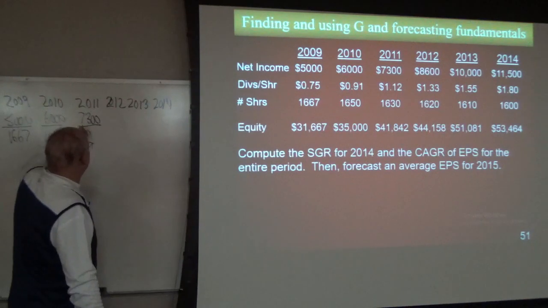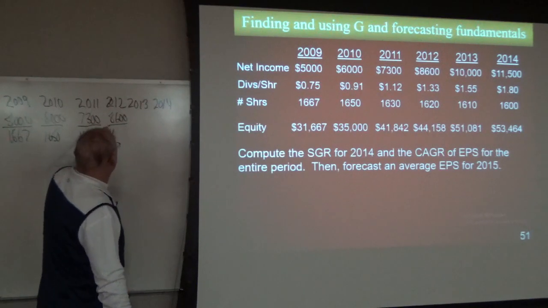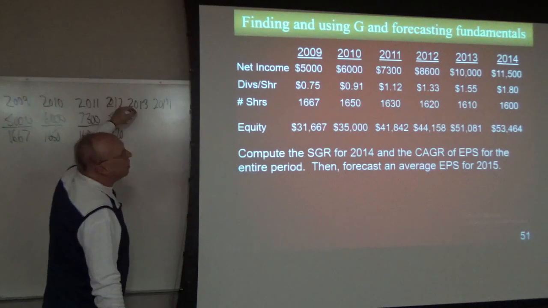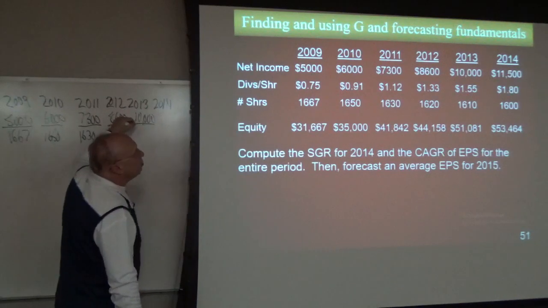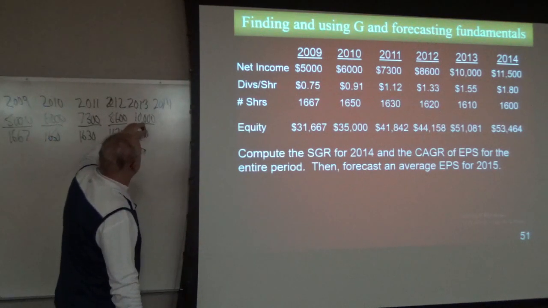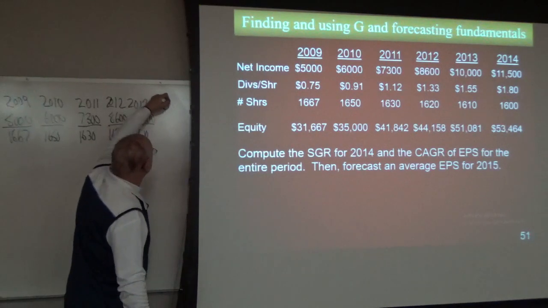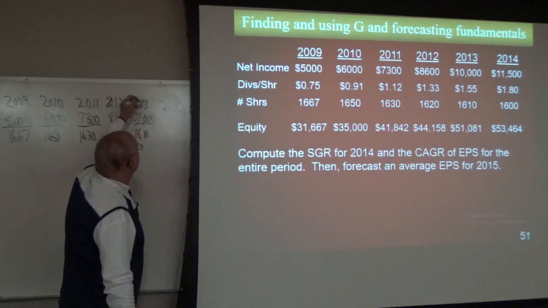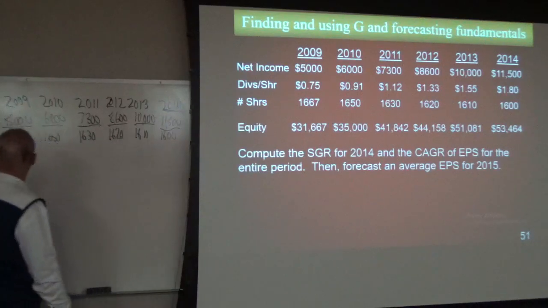Divided by 1630, and we've got 8,600 divided by 1620, and we've got 10,000 divided by 1610. Let's move our 2014 over just a little bit. You know, no matter where we start, we always run into the screen. We always run into something. 2014 is 11,500 divided by 1,600. So let's get our earnings per share.